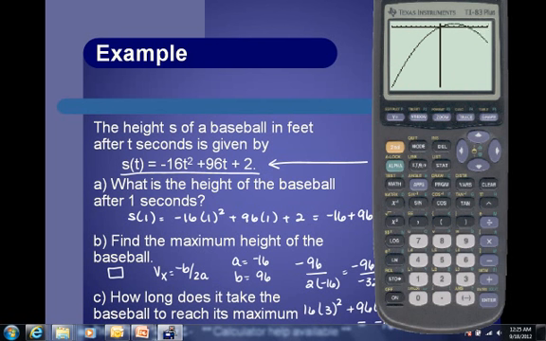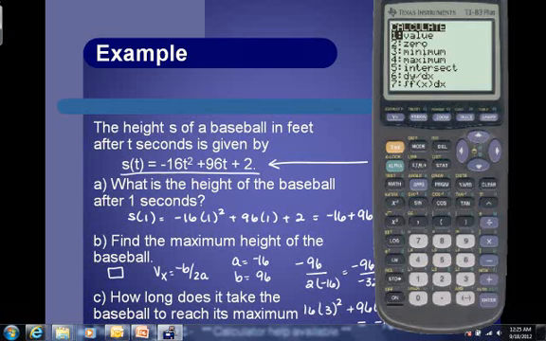Notice when we do a Zoom 0, we get a parabola. It doesn't look real pretty, but we get a parabola. What we're trying to get is this vertex up here. So we've got enough to see it. So we're going to go second trace, which is calculate. Number 4 is the maximum.